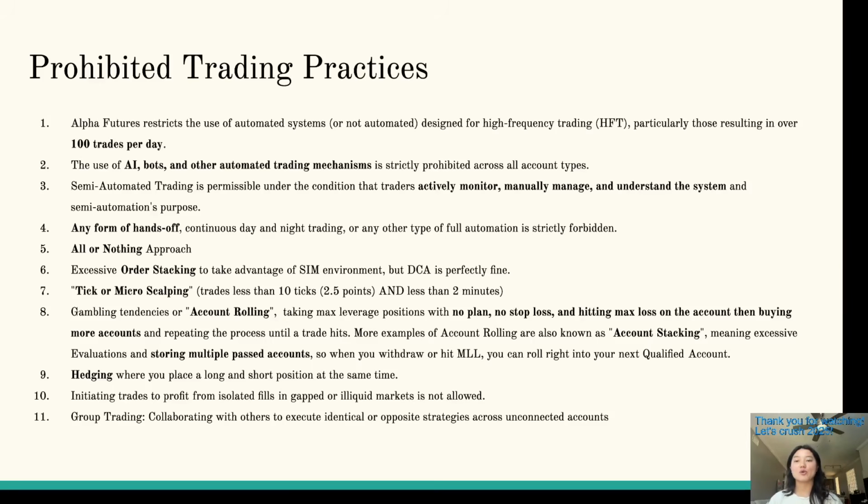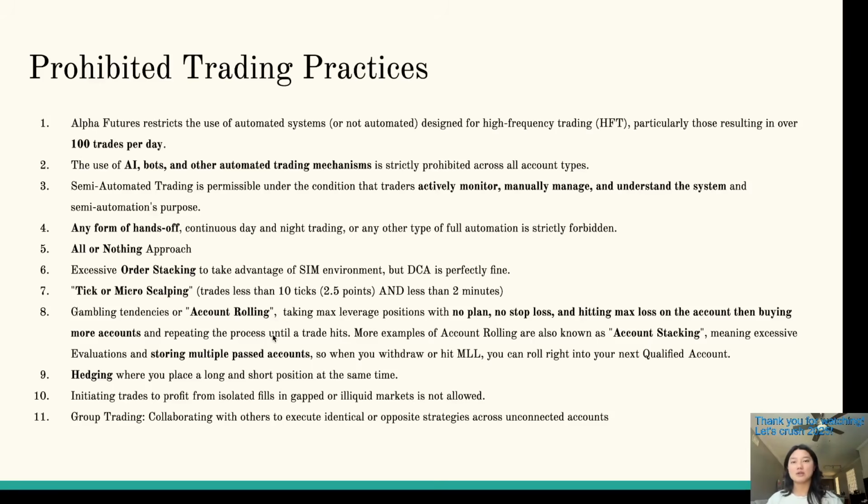Number six is order stacking. So this is more towards sim-funded traders, not the live traders. But essentially, if you are placing a bunch of limit orders on the DOM just because you are having better fills on the sim environment, which is true, you are essentially order stacking, and that is prohibited.